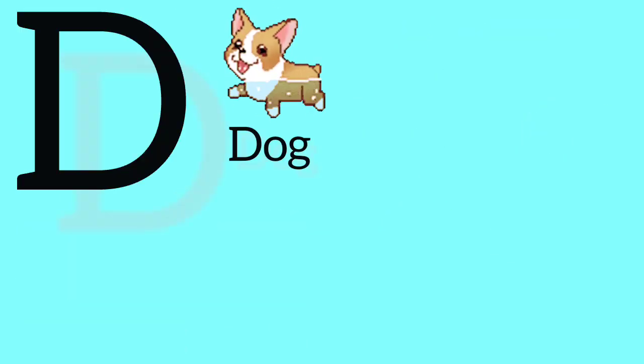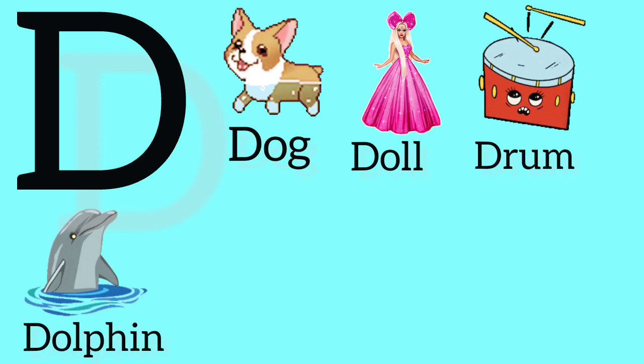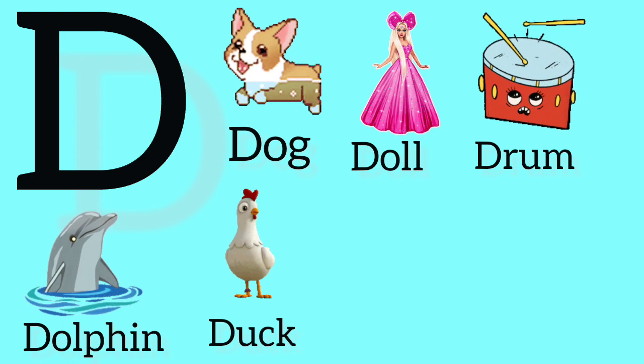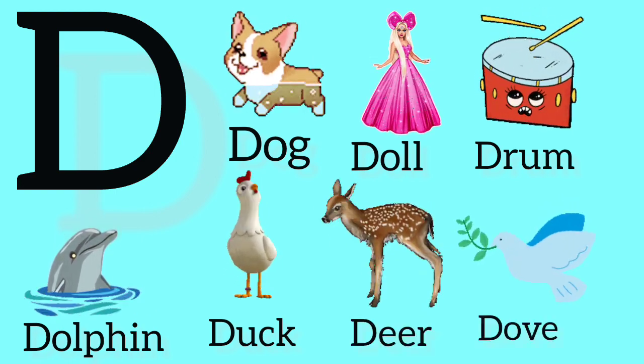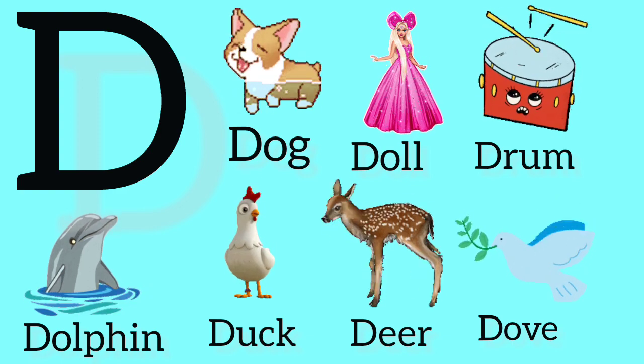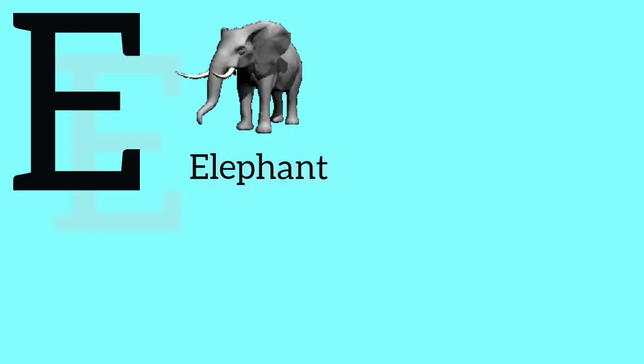D is for dog. D is for doll. D is for drum. D is for dolphin. D is for duck. D is for deer. D is for dove.